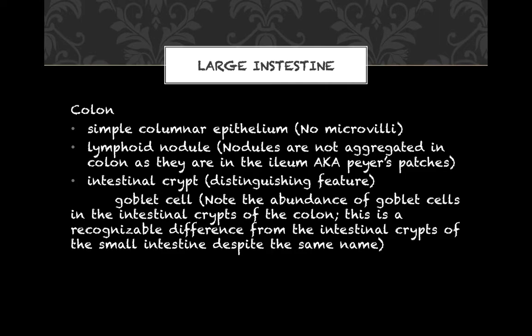I'm going to do histology of the large intestine, aka the colon. So it's simple columnar epithelium, but there's no microvilli, and that's the difference between this and the small intestine. The lymphoid nodules, lymphoid, not noid, lymphoid nodules, and these nodules are not aggregated as they are in the small intestine, like Peyer's patches. So they're different looking, and they also have intestinal crypts. But the intestinal crypts look a lot different than the small intestine, and they also have goblet cells, and they're in much more abundance.